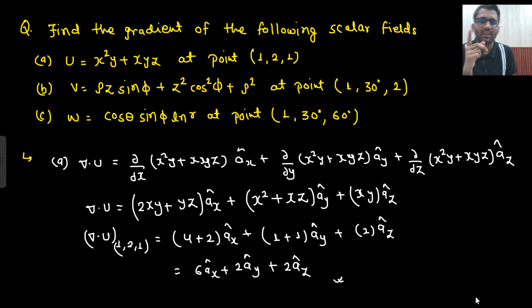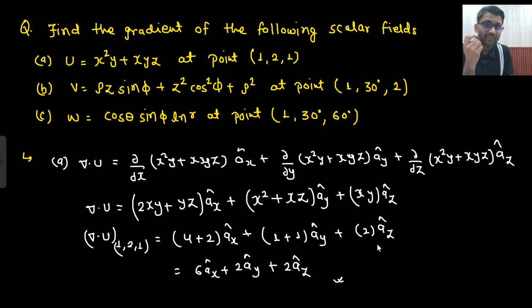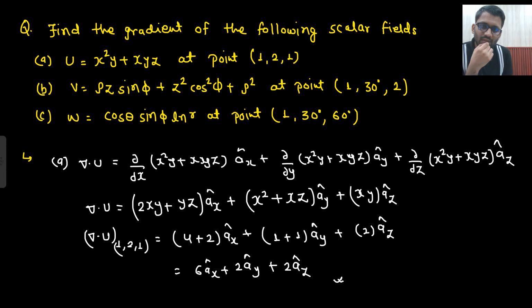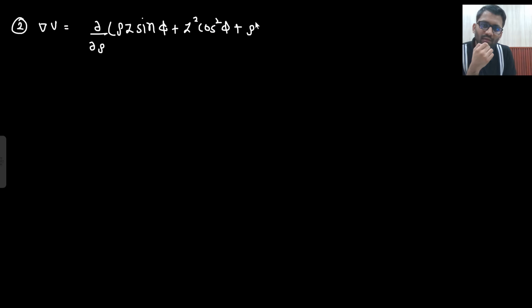Now let's calculate the second one. Del v you need to calculate. So second, del, not dot, dot will not come. Del v I need to calculate. So with respect to rho, what will come? All this complete function will come: rho z sin phi plus z square cos square phi plus rho square, a rho cap, plus 1 by rho d by d phi.